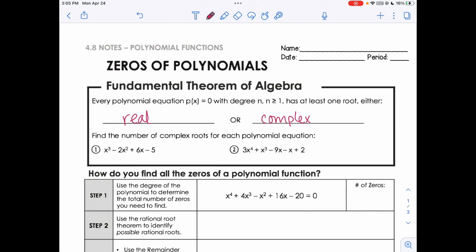Find the number of complex roots for each polynomial equation, and the way we find it is by using the highest degree that we would normally use to name the polynomial. That would tell us how many roots we have. So we have 3 for number 1, so we're going to have 3 roots. And number 2 has 4th degree, so it's going to be 4 roots. So it's not always complex. It can be both a combination of roots, so real and complex. So I'm going to go ahead and cross out the complex part.